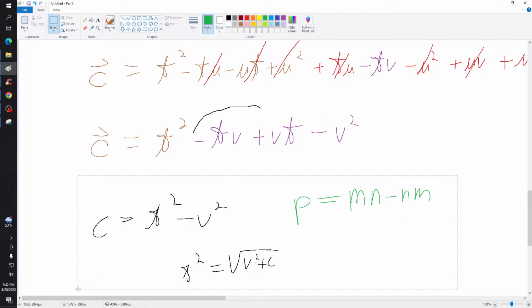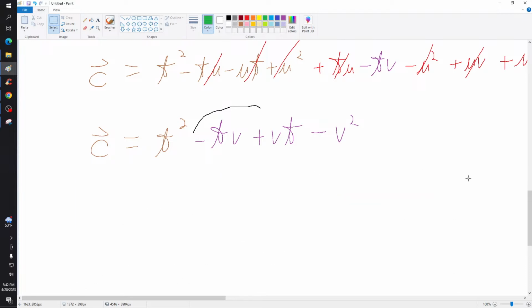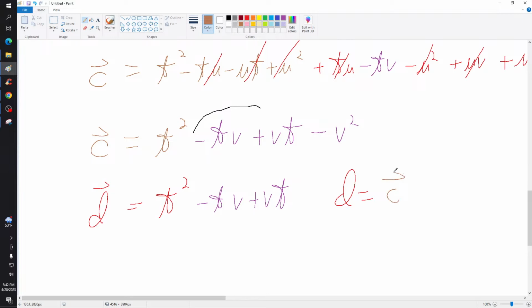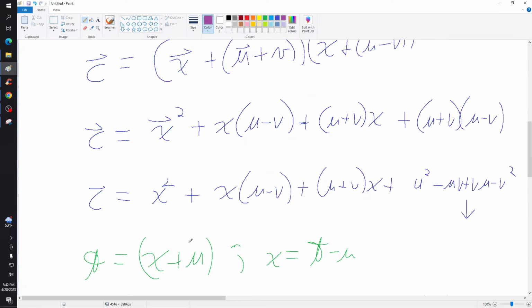So what we're going to do here is write D equals T squared minus TV plus VT. And we're going to deal with this in a moment. And that's it. Where D equals C plus V squared. So D is known, V is known, T is the thing we're trying to solve for by substitution through X.